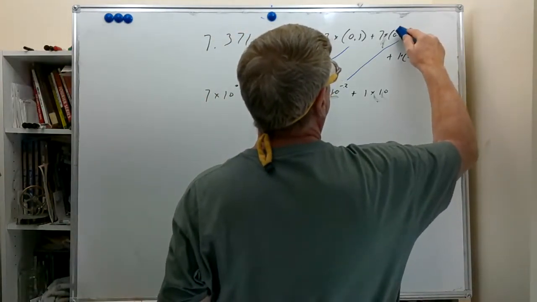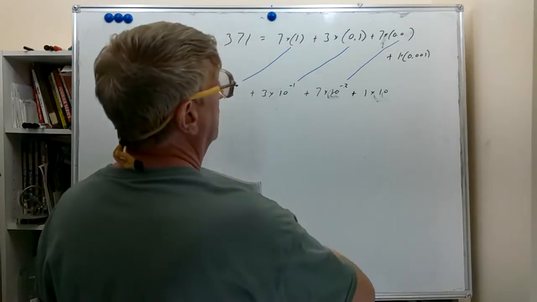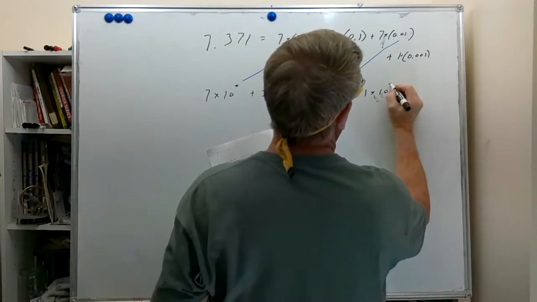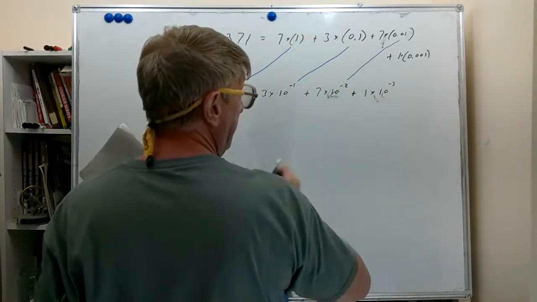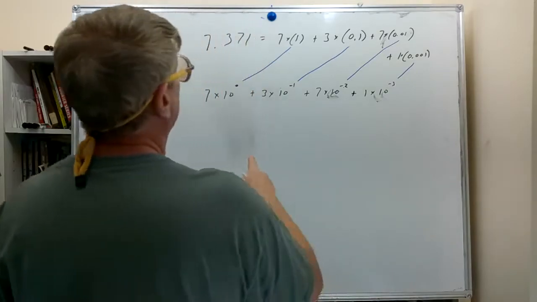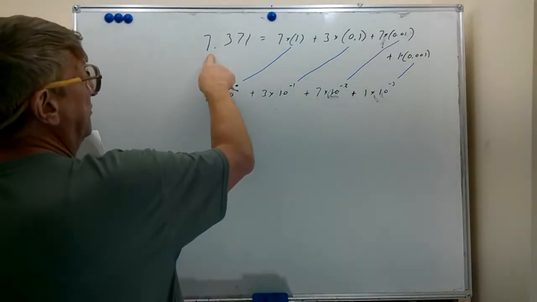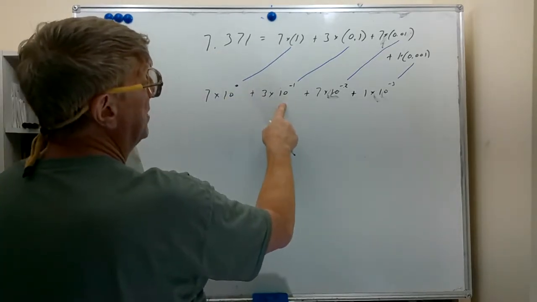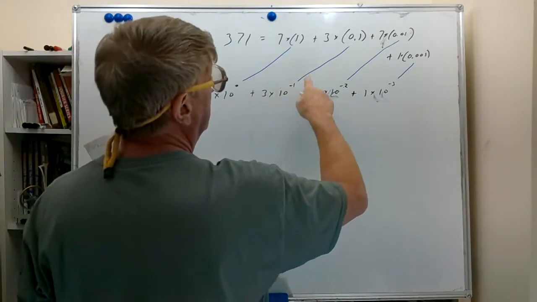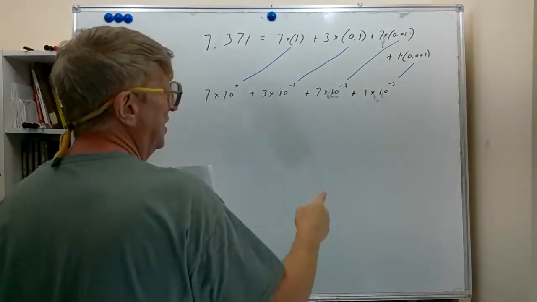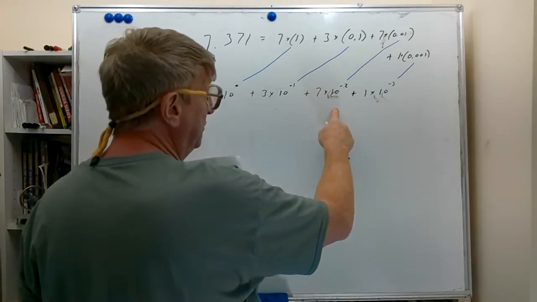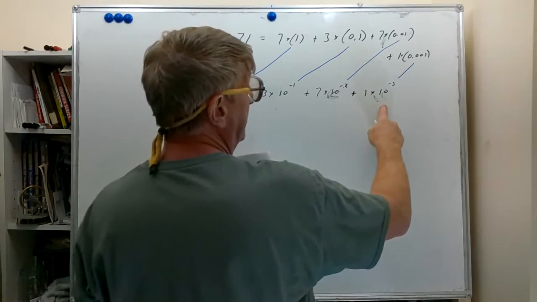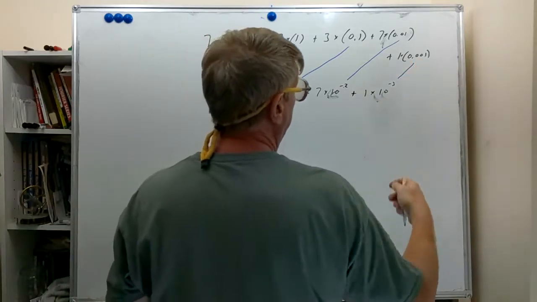And I wrote this wrong here too. That should be 0.01, not 0.001. Plus 1 times 10 to the negative 3rd. And now we have a match. So 7 times 10 to the 0 power, this piece, 1, 10 to the 0. Plus 3 times 10 to the minus 1, 0.1. Plus 7 times 10 to the minus 2, 0.01. Plus 1 times 10 to the minus 3rd, 0.001.